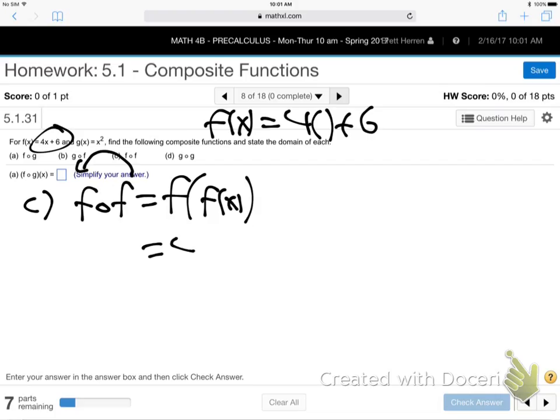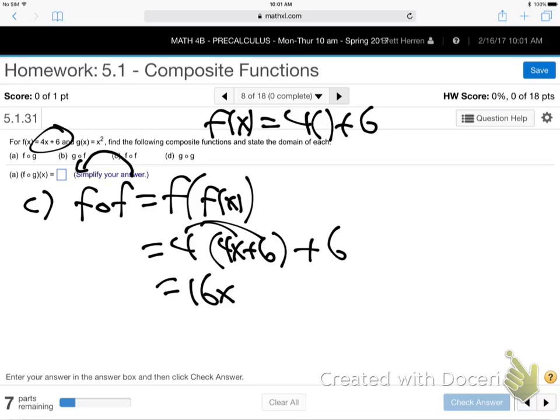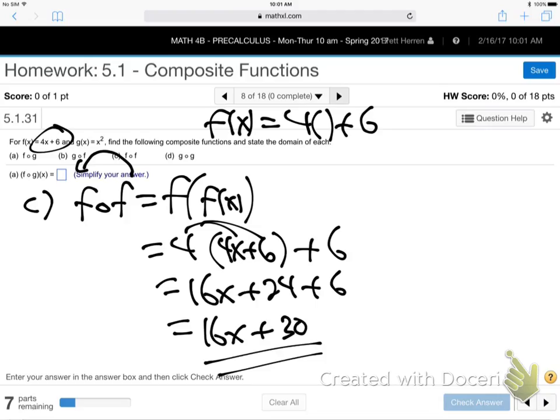And so it says, all right, whatever you put in right there next to a 4 with a 6 added at the back. What are we putting in there? The whole 4x plus 6. Does that make sense? Then you can just do a little algebra. Distribute: 16x plus 24 plus 6, 16x plus 30. And there's f of f.